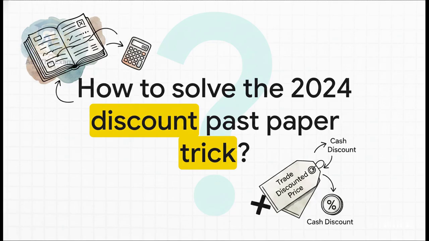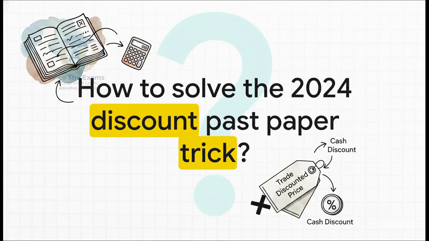Now, what's really interesting about this is how they test it. Let's use our practice session to walk through a notoriously tricky question from the 2024 past papers. The examiners constantly try to trip us up on calculating discount percentages when a scenario offers both trade and cash discounts. So what's the secret logic here to solve this?